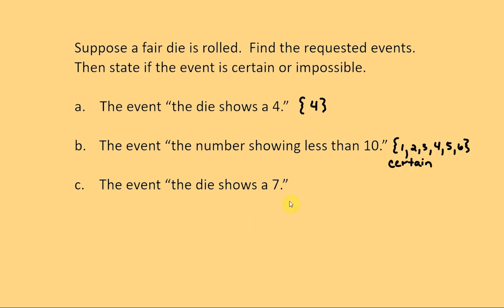And the last one, the event, the die shows a 7, well, that would be the empty set. There's no possibility there because there is not a 7 on the die, so this would be an impossible event.